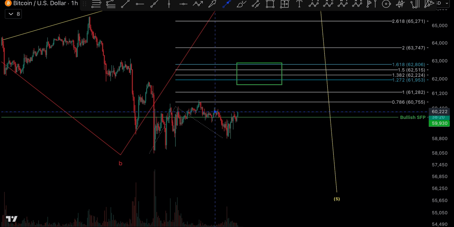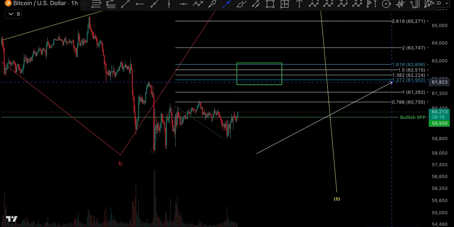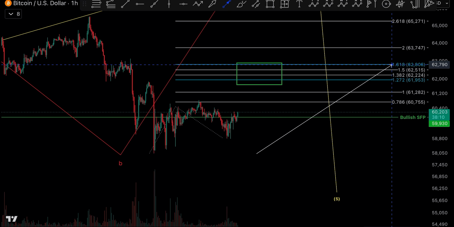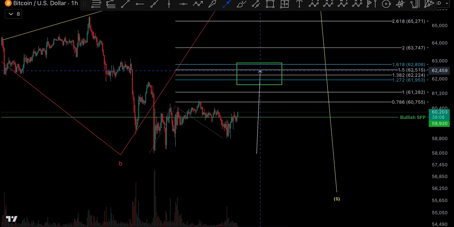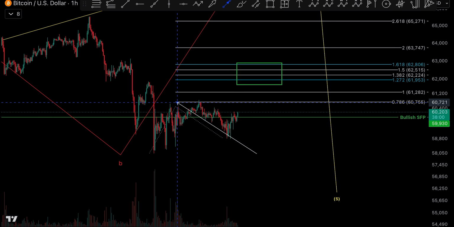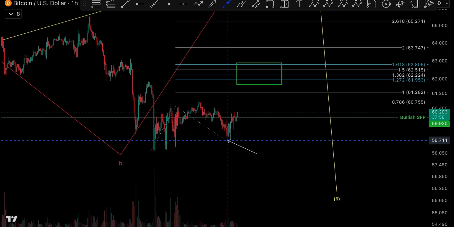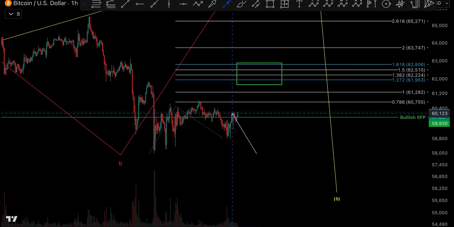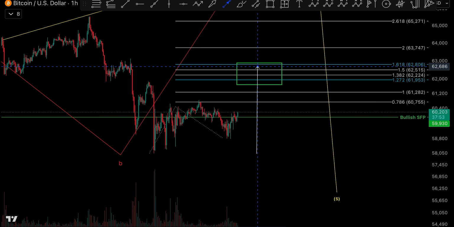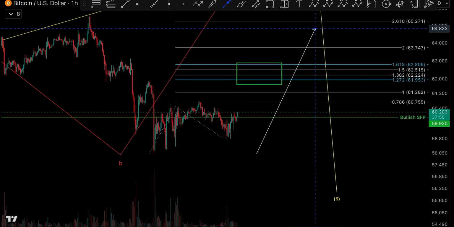And why I'm putting this as a target, because you can see here, this is the 1.272 zone, which is around 61,900, around the 62K zone. And we have this 1.618 around 62.8K. So this is our next target. But is it the final target? No, this is not the final target. If we are getting this as a leading diagonal followed by an ABC correction, then we are expecting the third wave to move higher, then followed by a fourth wave correction, and then the fifth wave final.